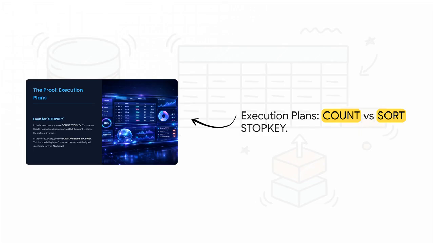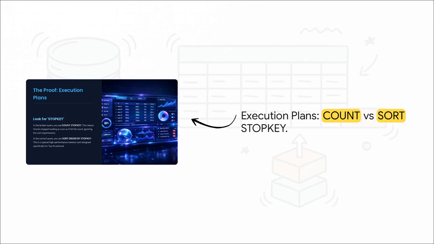In the broken query, you're going to see a specific operation called COUNT STOPKEY. This literally tells us Oracle blindly stopped reading the table as soon as it hit your count limit, completely ignoring your broader sort requirements. But in the correct query, look really closely. You see SORT ORDER BY STOPKEY.